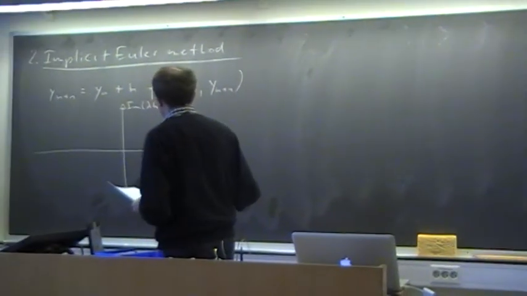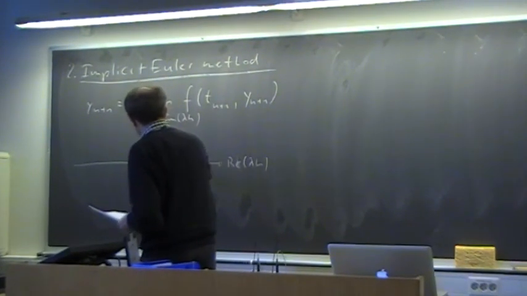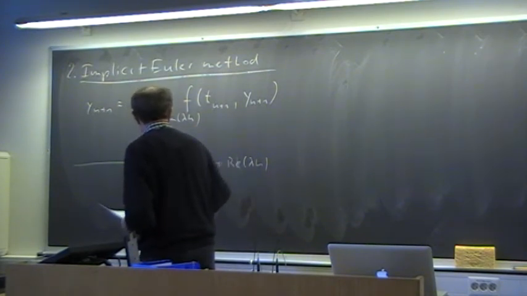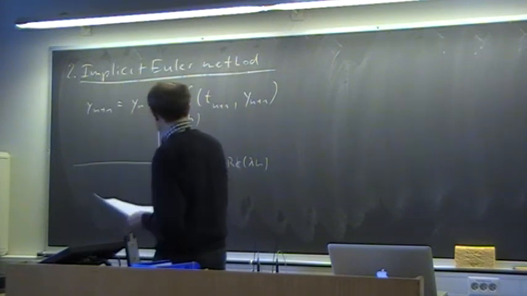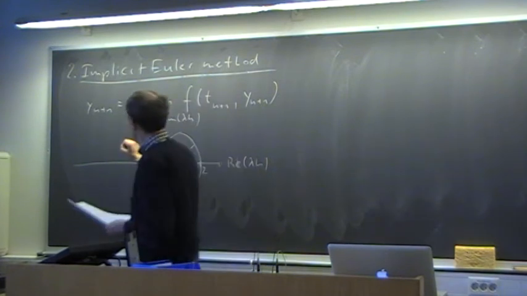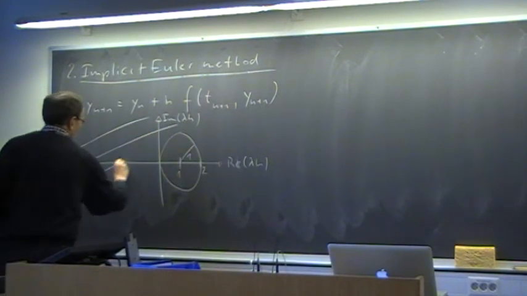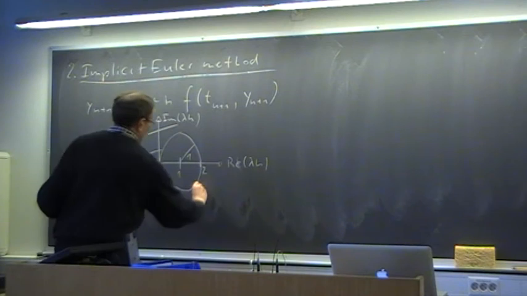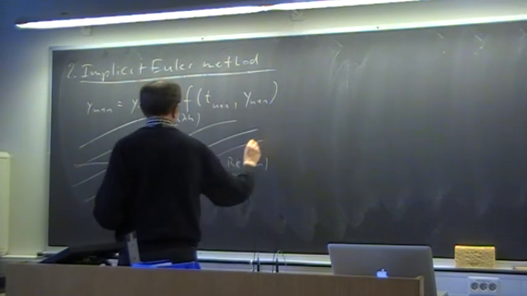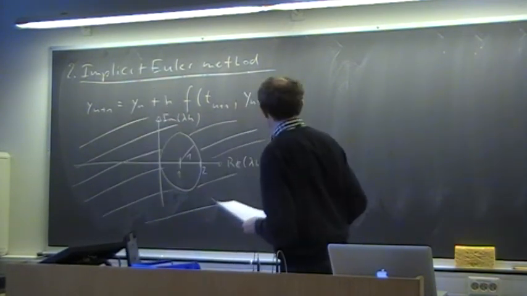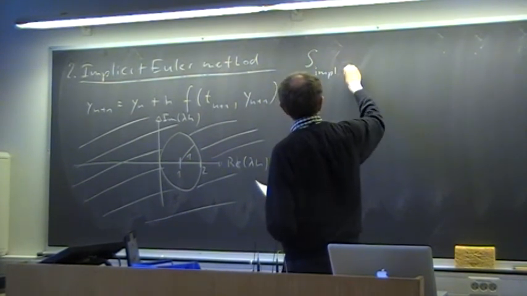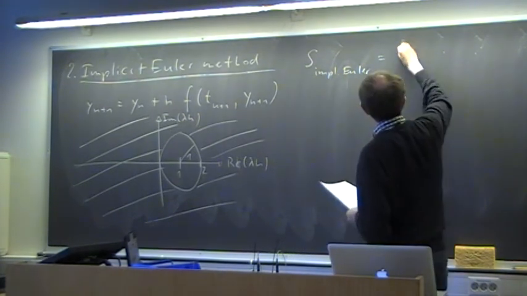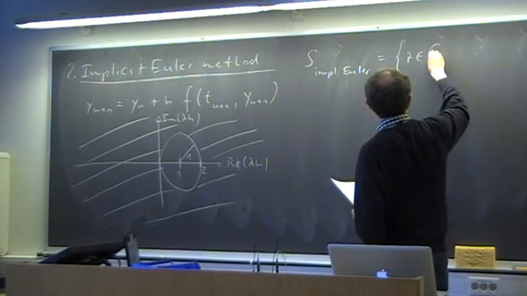And here, it turns out that we have only a circle to the right that is at +1. This is 2, so it should be a circle with a radius 1. Except for this circle, everything belongs to the stability domain of the implicit Euler method. So the stability domain of implicit Euler is the set of all complex numbers.